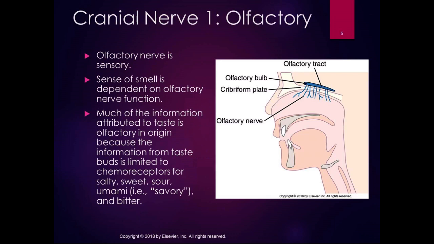So the olfactory nerve, cranial nerve 1, is sensory, obviously. The sense of smell is dependent on olfactory nerve function. But a lot of the information that we attribute to taste is actually olfactory in origin, because the information from the taste buds is limited to chemoreceptors for salty, sweet, sour, umami, and bitter. And umami is also known as savory. So a lot of the individual tastes that we experience have to do with the olfactory nerve.